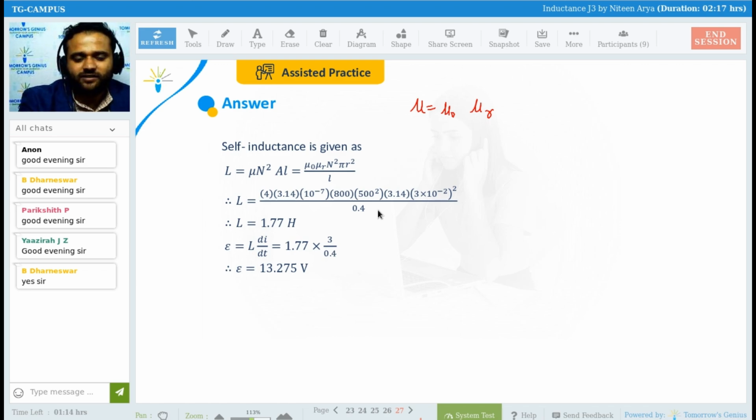Okay, beta. It is 13.275, not 375. Putting the values: n squared mu naught mu r, n squared pi r squared by l. Everything is given: 4 into 3.4, that is 4 pi into 10 to the power minus 7, and 800, 500 squared, then pi 3.14, then r squared, radius 3 into 10 to the power minus 2, which is 3 centimeter, and then 0.4. So directly L equals this. First we get L, and then we get L equals di by dt. Is this clear, everyone? That one is easy. Clear now, everyone?